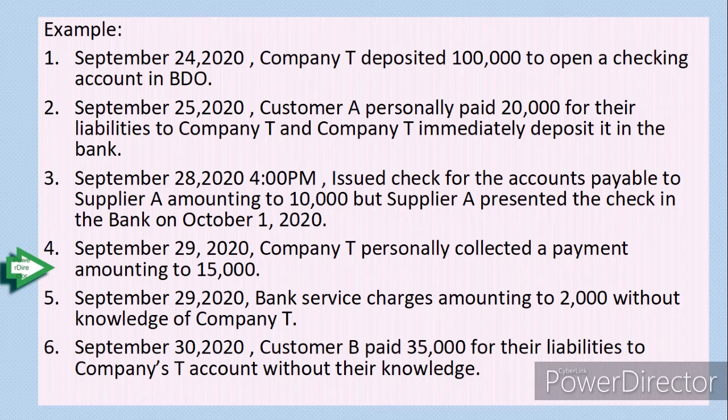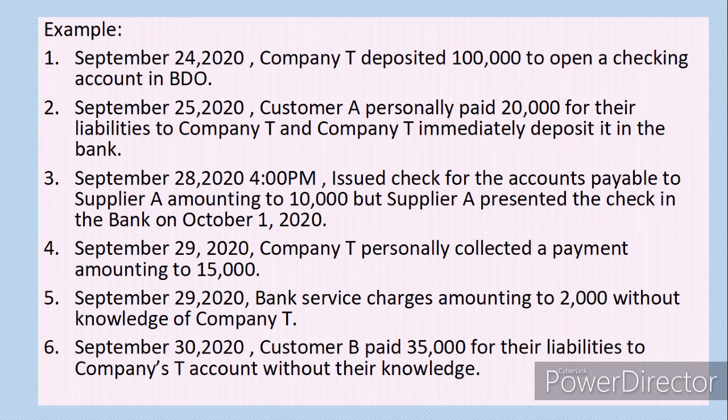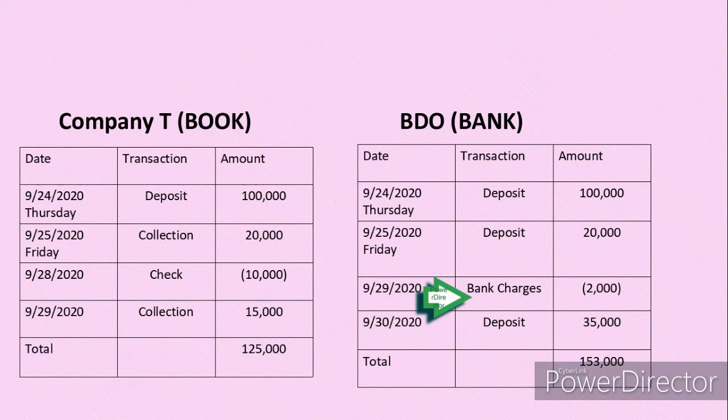Same date, September 29, 2020, nagkaroon ng collection ang Company T with the amount of 15,000 and i-record lang iyon sa cash per book dahil hindi niya pa ito i-deposit sa bangko. Same date, September 29, 2020. Nagkaroon ng bank charges ang entity in the amount of 2,000 without the knowledge of the company. Itong charges na ito ay para sa services na nire-render ng bangko in keeping the record and money safe. Kaya wala ito sa record ng cash per book kasi hindi pa aware ang company T sa charges na ito.